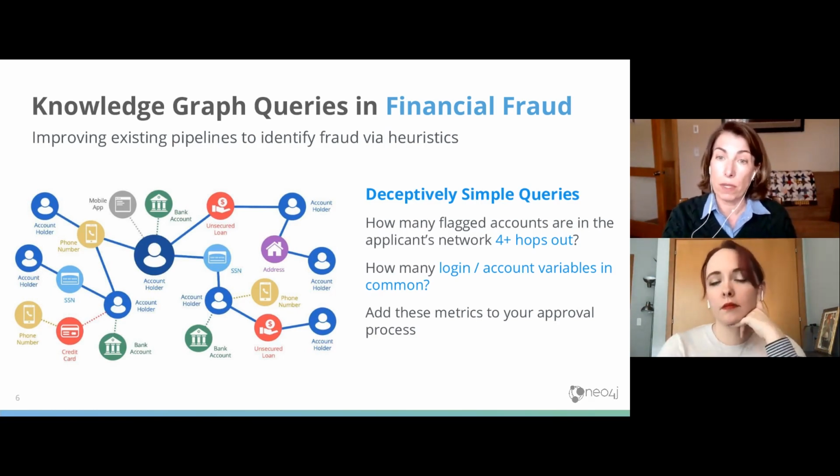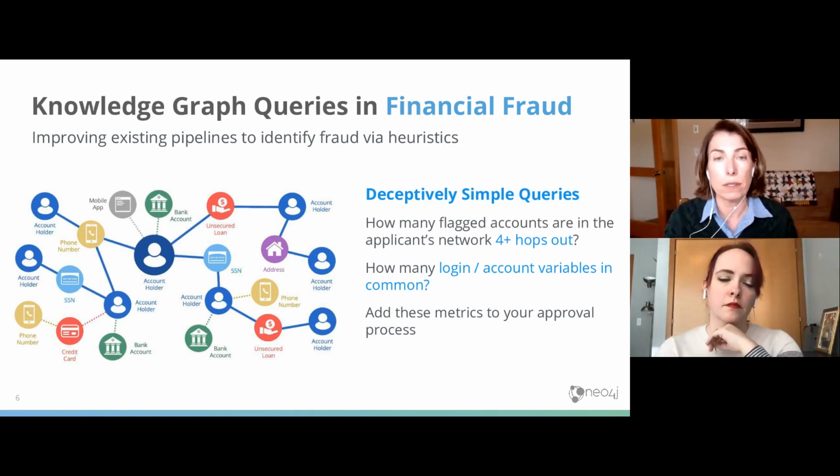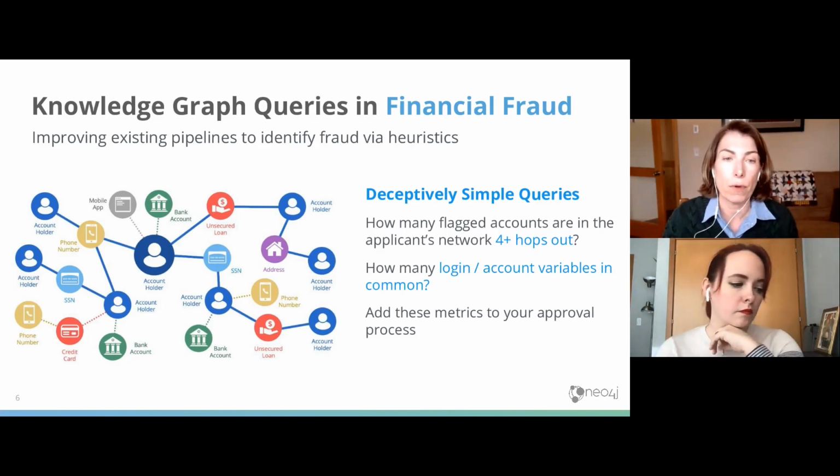And so you may need to very quickly look at a few hops out, 4 hops out, and that can be very difficult with a traditional relational system because of all the indexes and joins and lookups you would have to go through. So you can add these kinds of metrics to your approval process. It's a very simple way to take a look at what you have. You're looking for, in this case, flagged accounts, or it could be something like account variables in common.